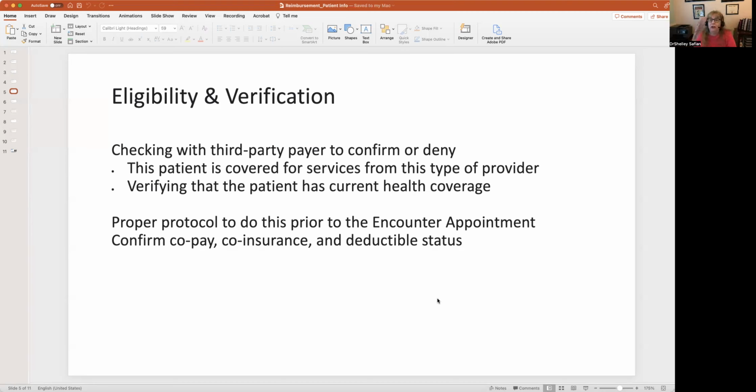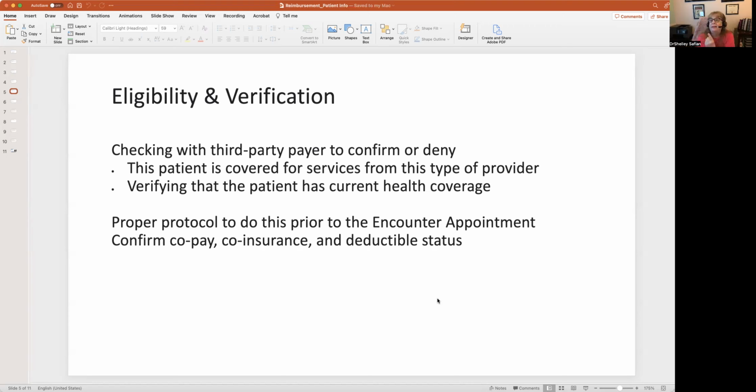The patient doesn't really know about this, but it's called eligibility and verification. And it's all done online now, but it's simply for the physician's office to contact the third-party payer that this patient says they're covered under to make certain that their coverage is current.